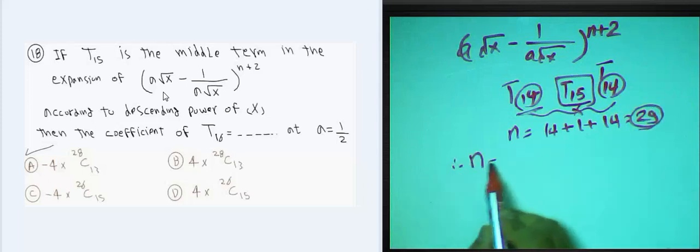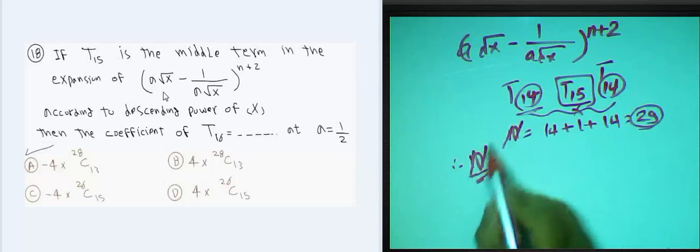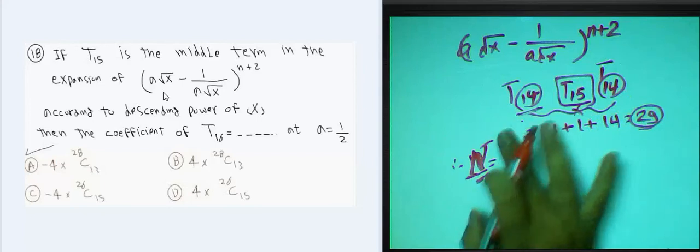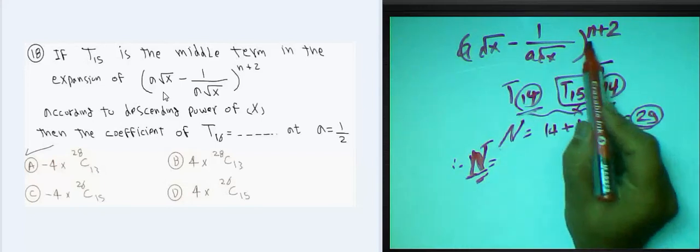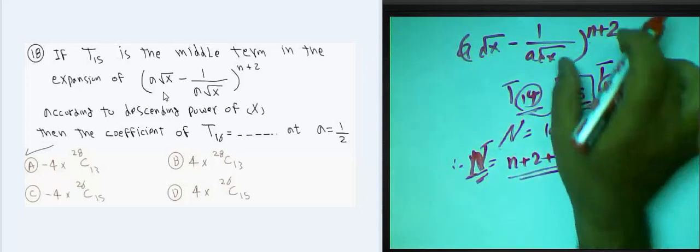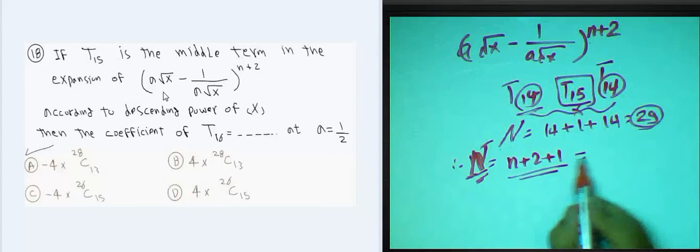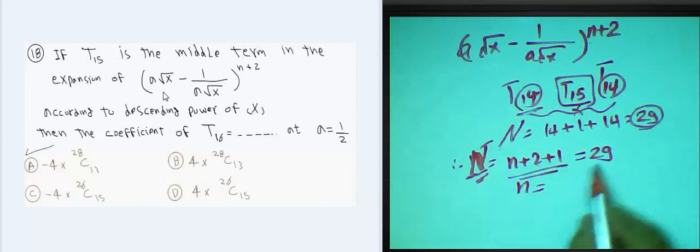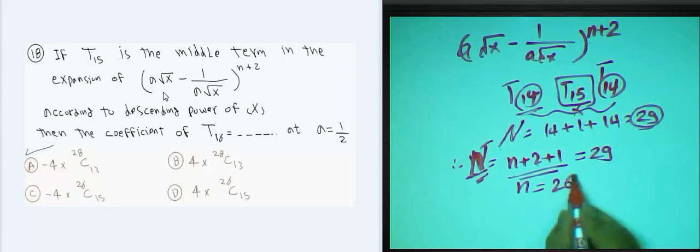Then the number of terms relates to n. Don't panic about n plus 2. The number of terms equals n plus 2 plus 1. It's the number of terms of this expansion. It will be equal to 29. Then n will be what? 2 plus 1 is 3. 29 subtract 3 is 26. Then n equals 26.